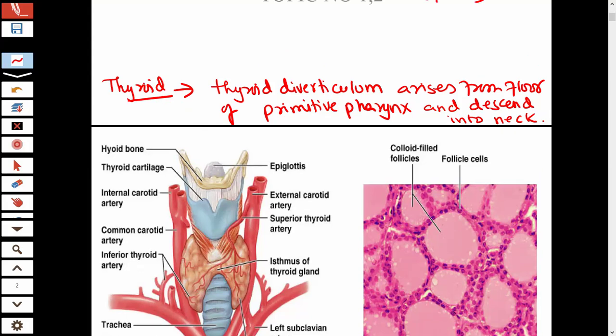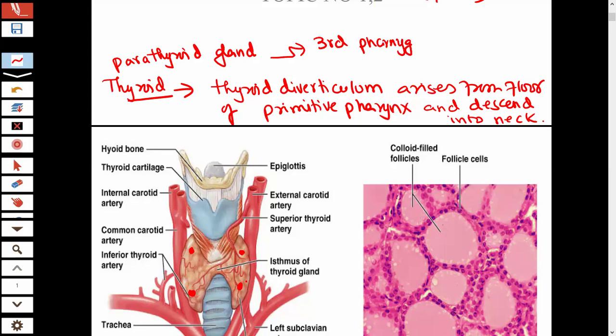But along with the thyroid gland, if you see, behind the thyroid gland there are your four parathyroid glands also. So we must know the development of the parathyroid glands also. Please remember, the parathyroid glands are developed from the third pharyngeal pouch and the fourth pharyngeal pouch.